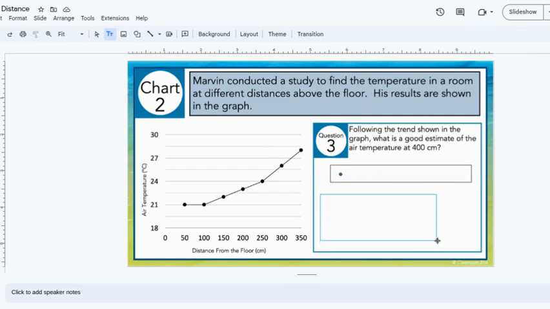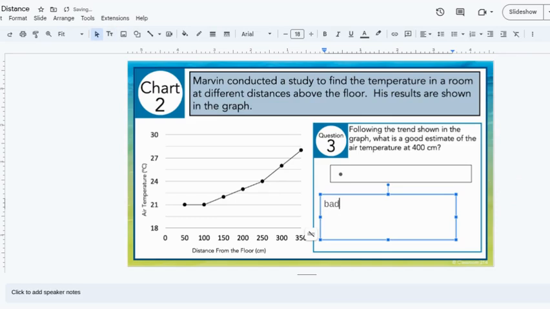So based on the graph, the trend would show that we are at 30 degrees when we are 400 centimeters above. And all I did on that was continue out the graph based on the slope that I was given.